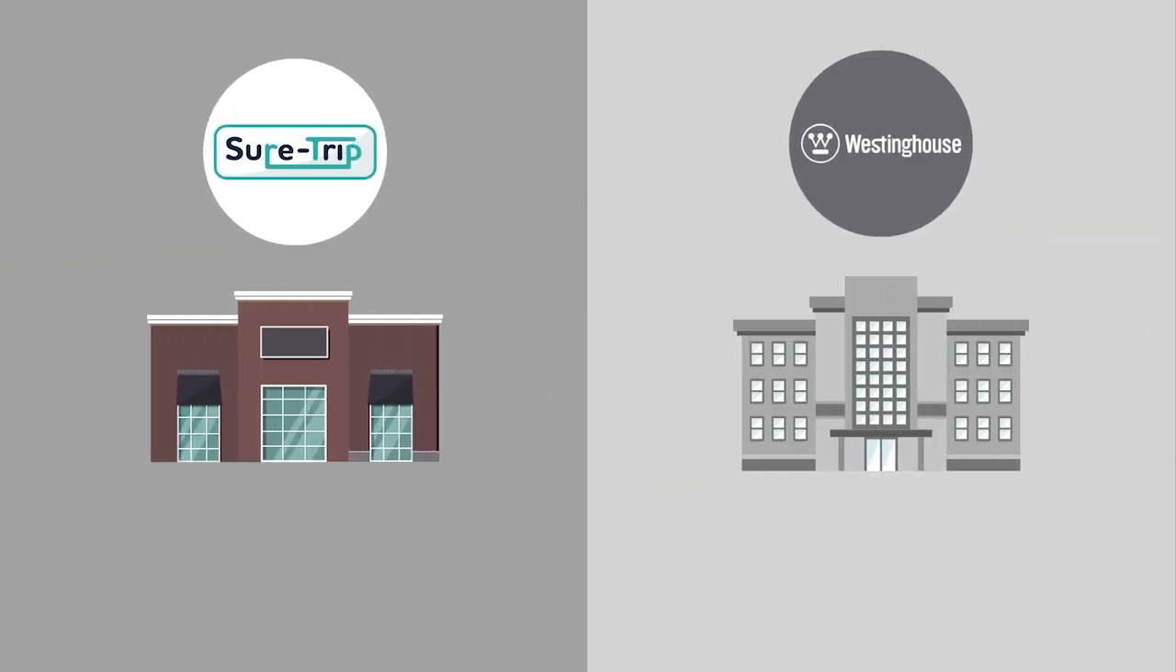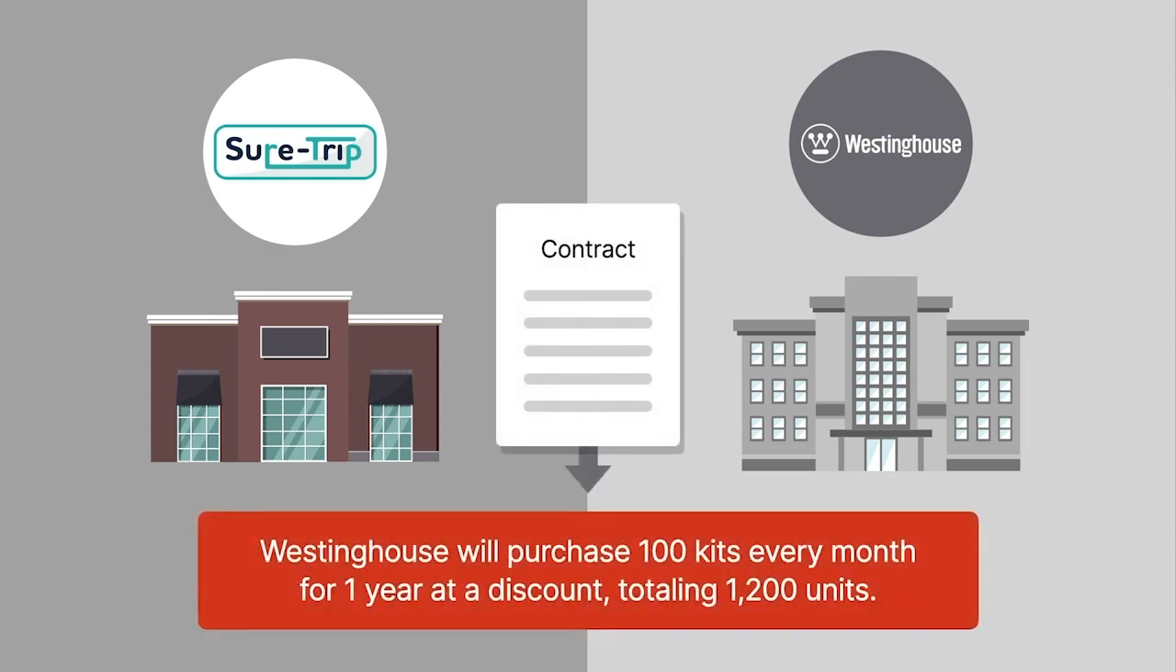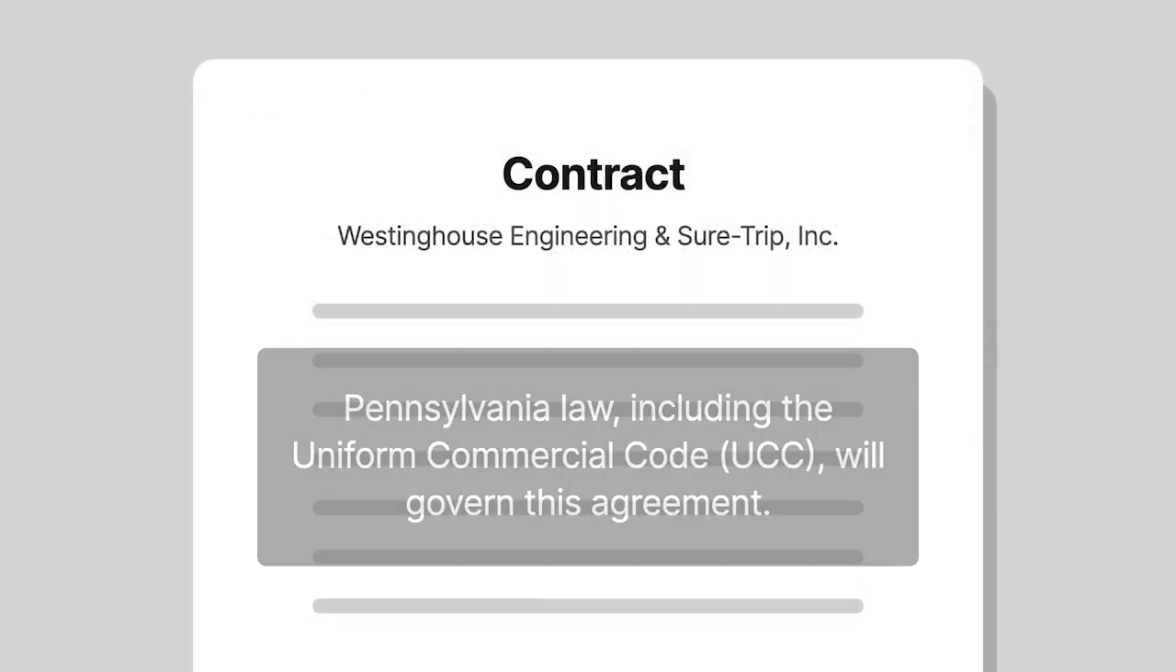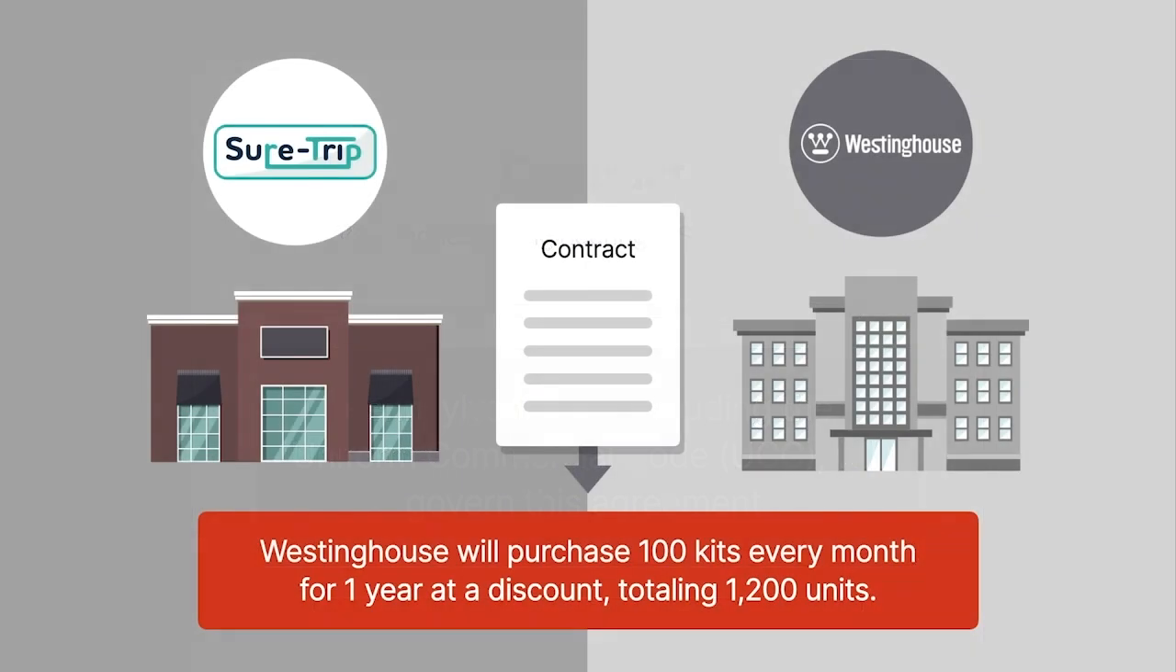Short Trip Incorporated contracted with Westinghouse Engineering for Westinghouse to purchase 100 circuit breaker retrofit kits every month over the course of a year at a discount for the volume purchase, totaling 1,200 units. The contract specified that Pennsylvania law, including the Uniform Commercial Code, or UCC, would govern their agreement. By the end of the year, Westinghouse had only purchased 75 kits.